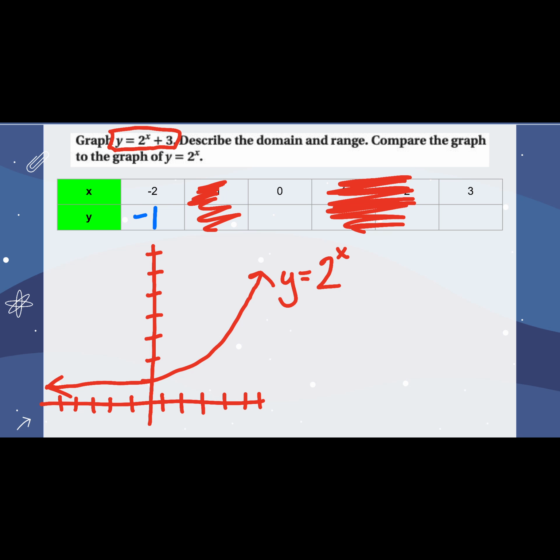1/4. 1/4 plus 3. 3 and 1/4. Oh my God. Holy smokes.